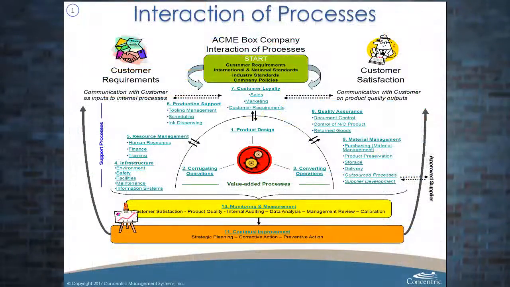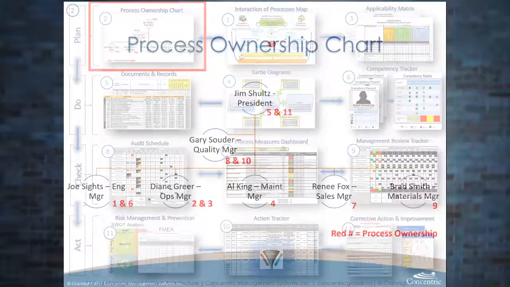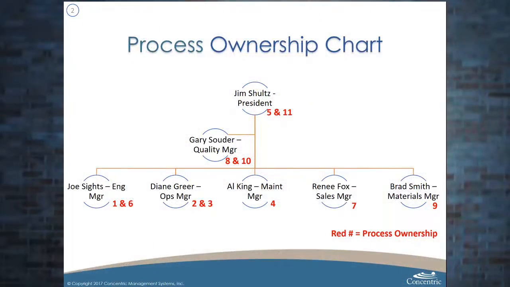you will see on the bottom right that material management is process 9, and Brad is responsible for the ownership, the maintenance and improvement, and overall performance of that process number 9. And you map that out to all of the top managers, all of the process owners that are responsible for the ownership of processes 1 through 11.